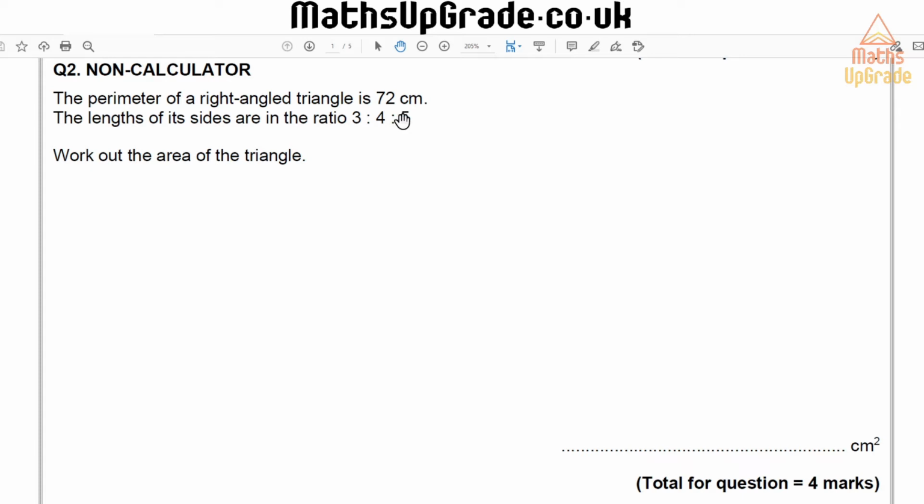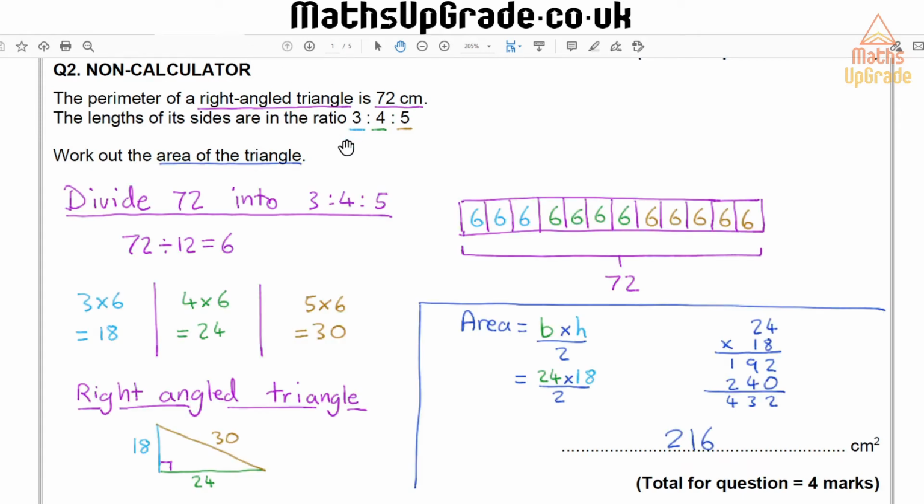Okay, so working that through, imagine as a bar model. Here are the 3 sides. I've got 3 parts here, 4 parts here, and 5 parts here, and they're all equal parts. Now if I do 72 divided by all of these equal parts, so 72 divided by 12 parts altogether, then each part would be worth 6. So each part is worth 6.